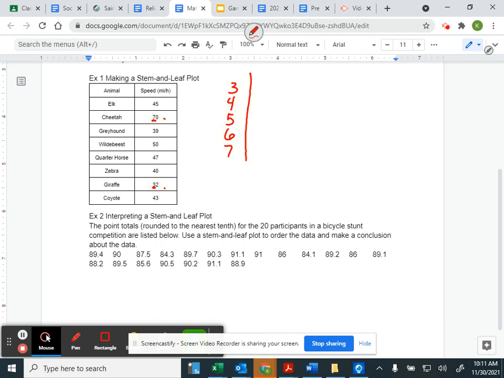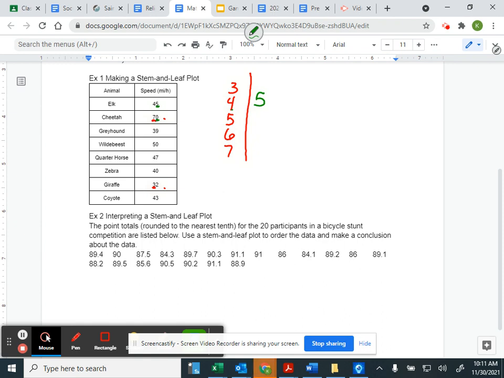So where would I put this 5? Let me do it in a different color. If it's 45, where would I put the 5? Yeah, I'm going to look at where that 4 is, and I'm going to put the 5 across from it.